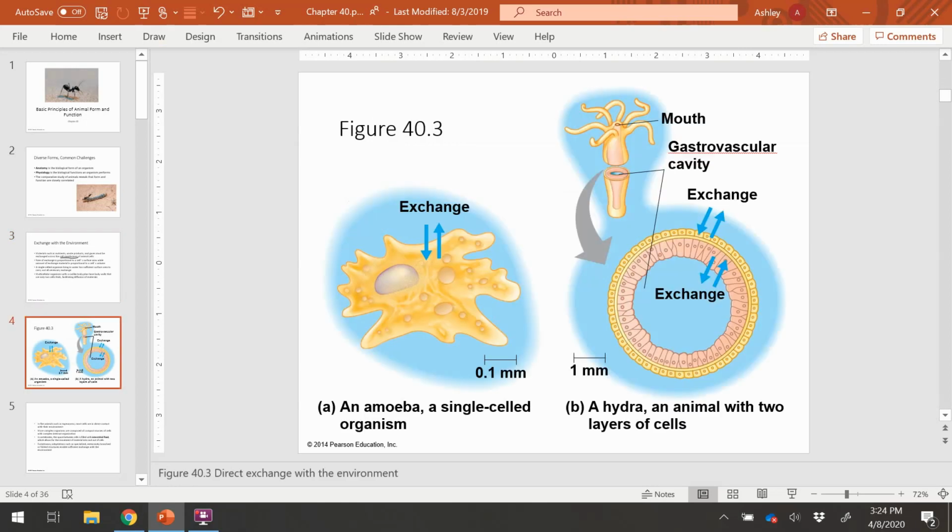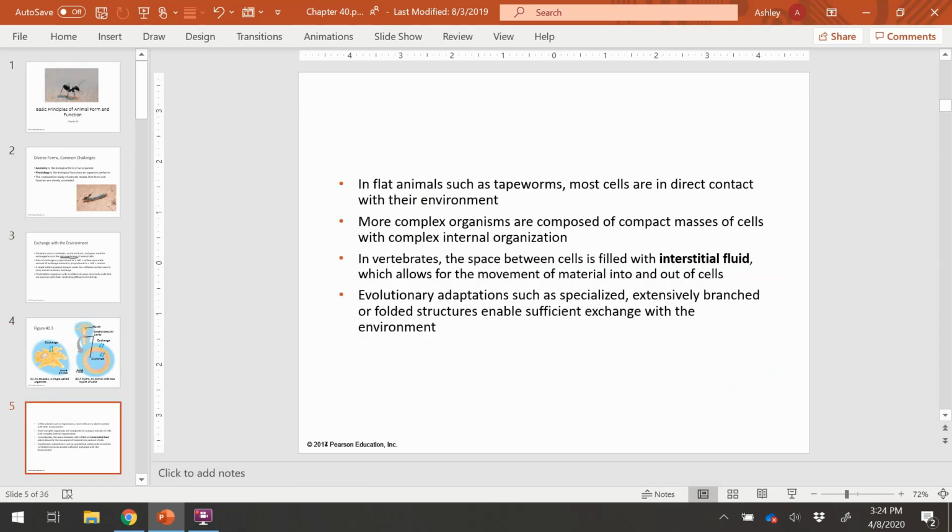A single cell organism like the amoeba is going to be able to exchange directly with the environment on any part of its cell. Whereas the hydra here is a great example of the 2 cell layer thick body. The yellow, you can see here, the outer layer is going to exchange with the outer environment, and the inner layer is going to exchange with that inner gastrovascular cavity. But other animals are going to need much more than that, as they are much more than 2 layers thick.